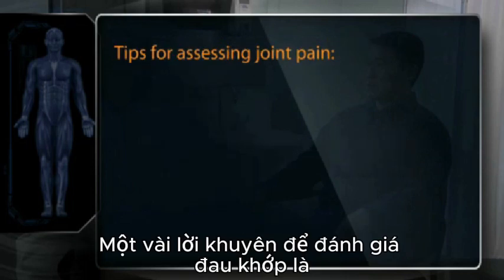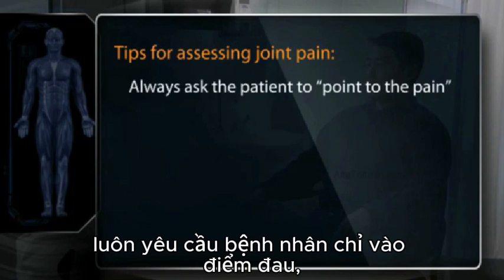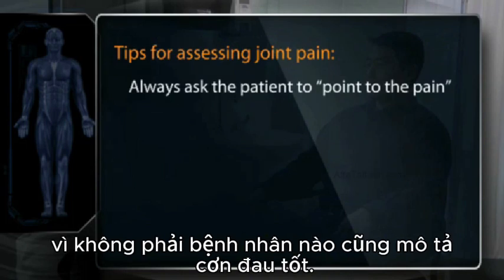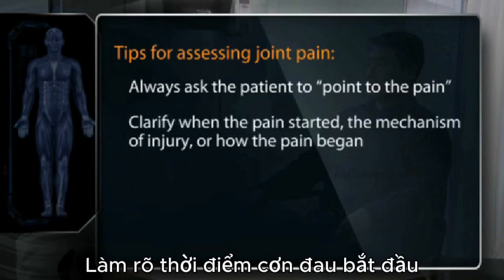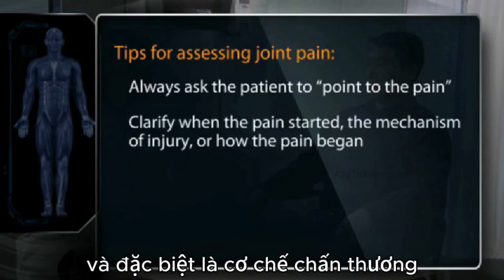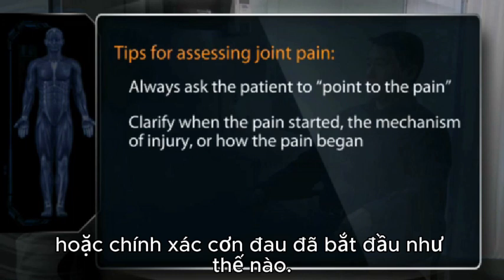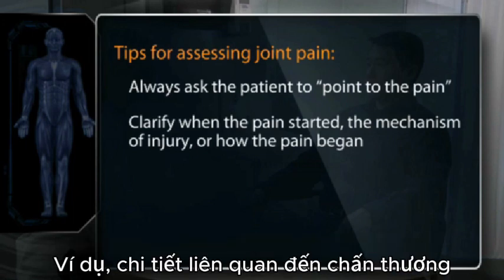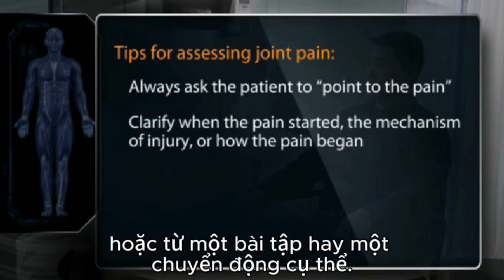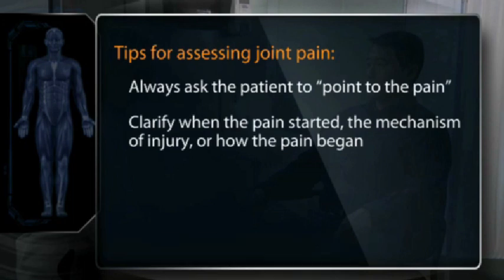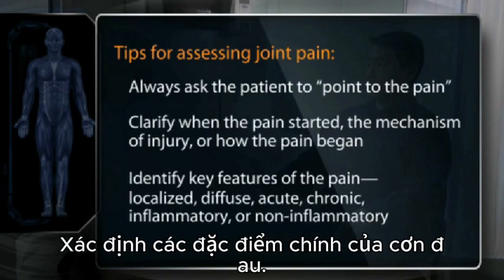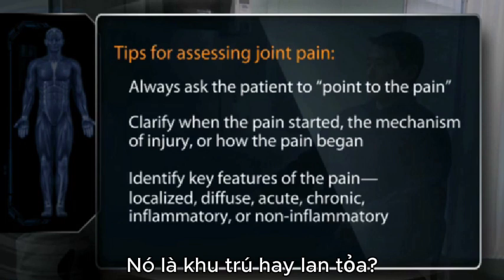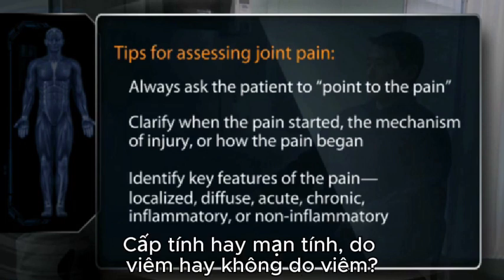Some tips for assessing joint pain are: always ask the patient to point to the pain, since not all patients explain pain well. Clarify when the pain started, and especially the mechanism of injury, or exactly how the pain began. For example, the detail relating to trauma or from a particular exercise or movement. Identify key features of the pain. Is it localized or diffuse, acute or chronic, inflammatory or non-inflammatory?